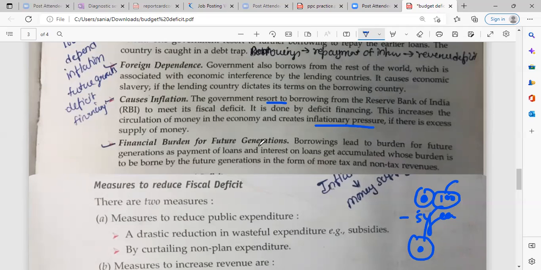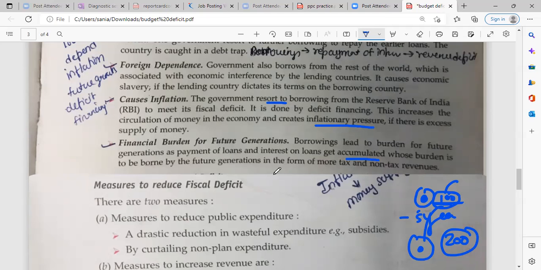That means the upcoming generation. So borrowing leads to a burden for future generations as payment of loan and interest gets accumulated, whose burden is to be borne by the future. Accumulated is basically collected. See, what was happening? He took a loan of 100 rupees, but interest rate was there, so every year it was increasing. Now the loan is 200 rupees because of interest. So now the burden is to be borne by the future generation in the form of more tax and non-tax revenues. This burden will directly go to the future generation, in the sense the upcoming government or upcoming generation.